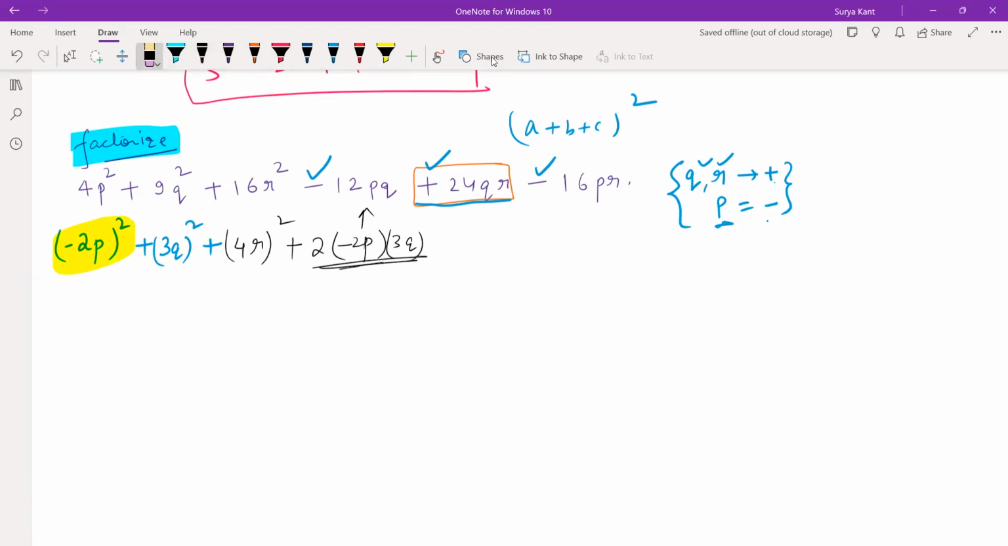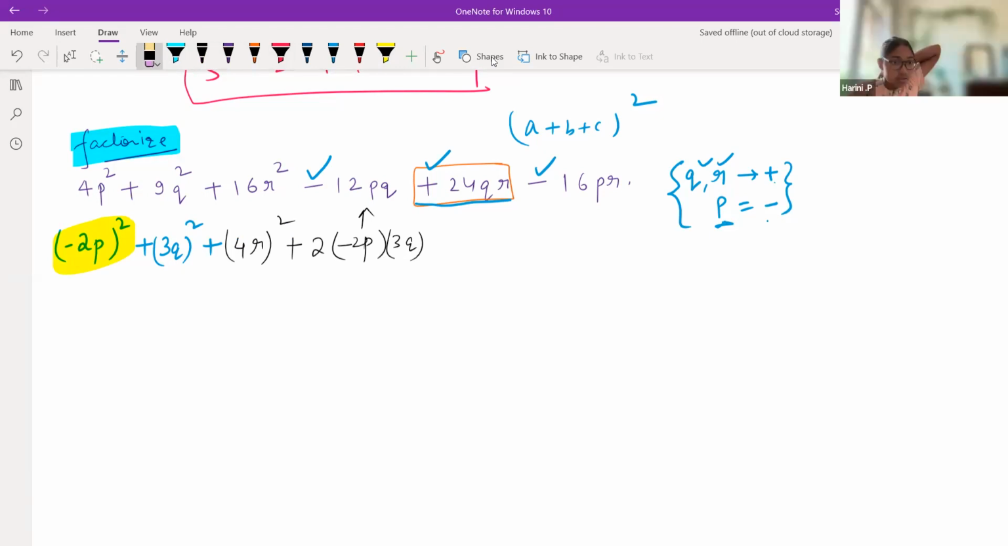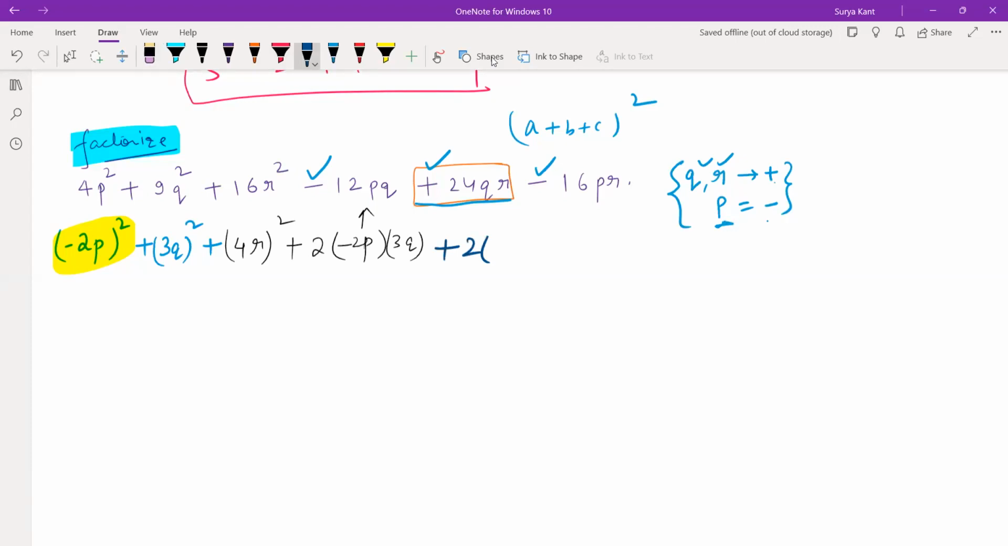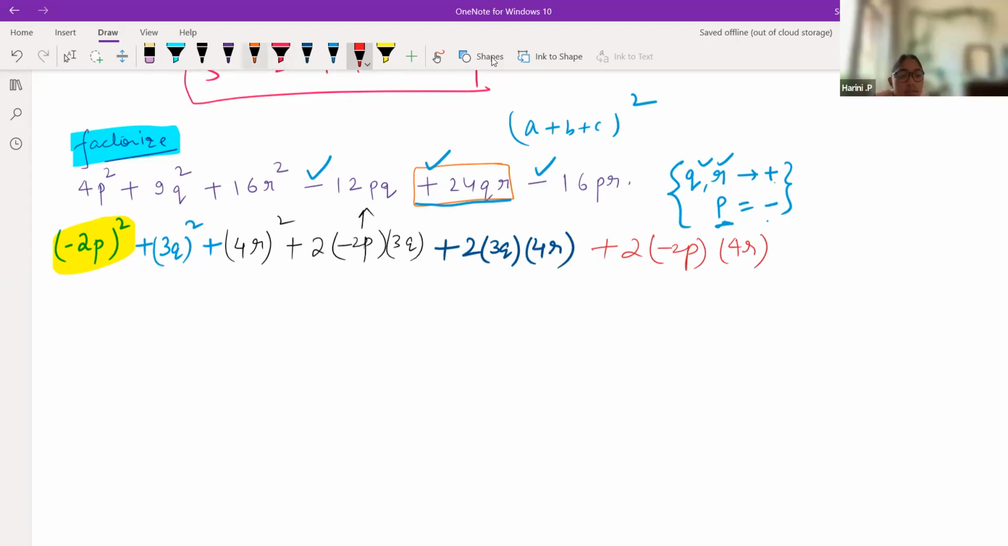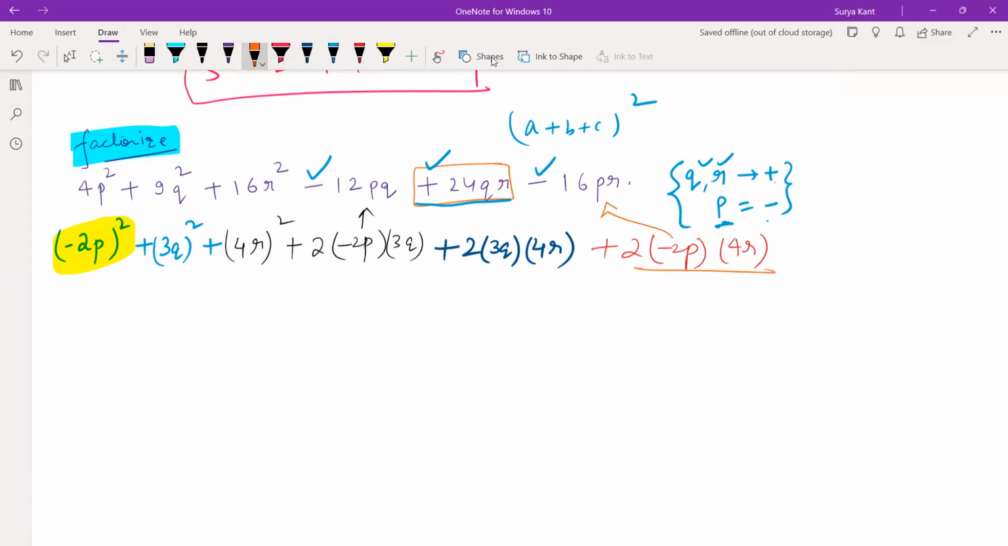We are doing 2ab, not 2pq. So 2 into minus 2p into 3q. Understanding or not, children? Now you see. Plus 2 into what is q? 3q. What is the r part? 4r. Next, plus 2 into the p part, which is minus 2p, and the r part, which is 4r. Is it clear to everyone, children? So this part is coming as this, and this part is coming as this. Now tell me who is not understanding all this.